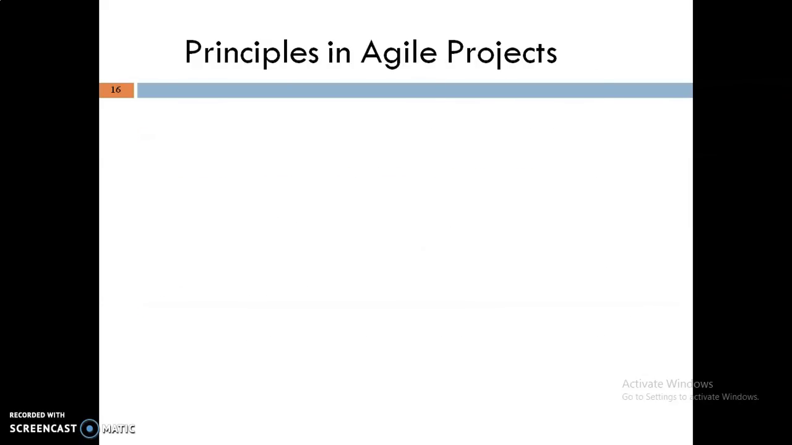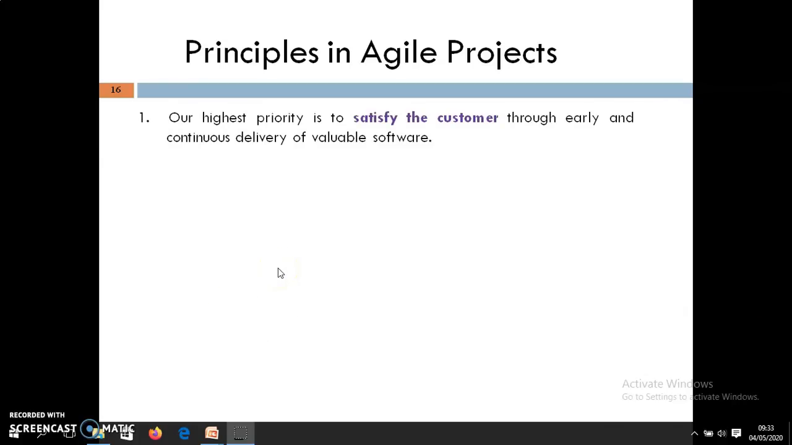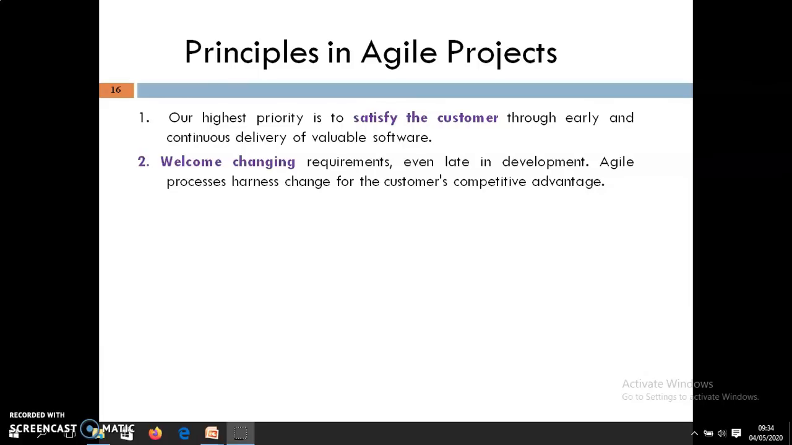Due to this also, there are 12 principles of Agile project management. The first important principle is based on satisfying the customers through early and continuous delivery of valuable software product to the end users. Then the next one is welcome change of requirements.